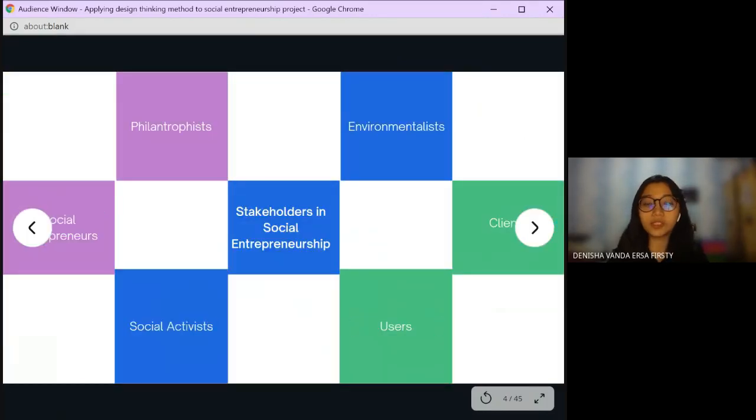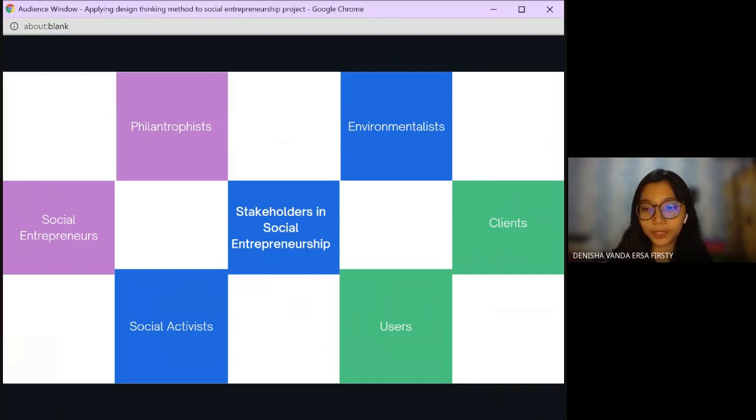So there are several stakeholders in social entrepreneurships. First is the social entrepreneurs themselves, also known as social innovators. They comprise people with the motivation to solve social problems, such as philanthropists, social activists, and environmentalists, among others, while the customer side has the users and clients of business.